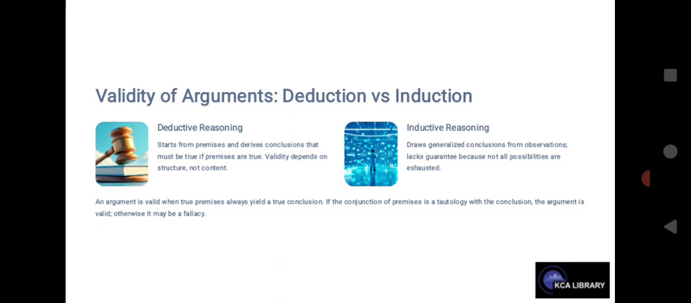But inductive reasoning means drawing generalized conclusions from observations. So it lacks guarantee because not all possibilities are exhausted. So an argument is valid when true premises always yield a true conclusion. So if the conjunction of premises with the conclusion is a tautology, the argument is valid. Otherwise, it may just be a fallacy.